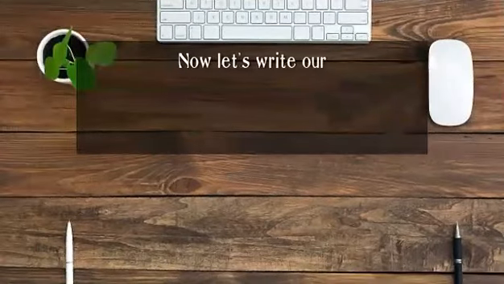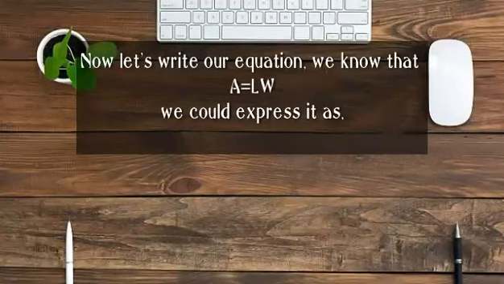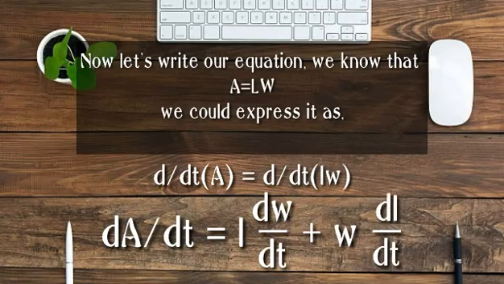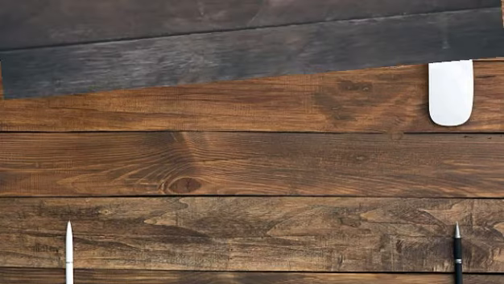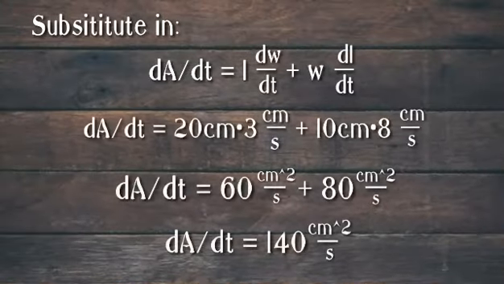Now, let's write our equation. We know that area equals length times width. We could express it as d over dt of A equals d over dt of length times width, or simply dA over dt equals L times dW over dt plus W times dL over dt. Let us solve for what we need already in the form we need. Let's substitute the values we have from the problem to our formula.